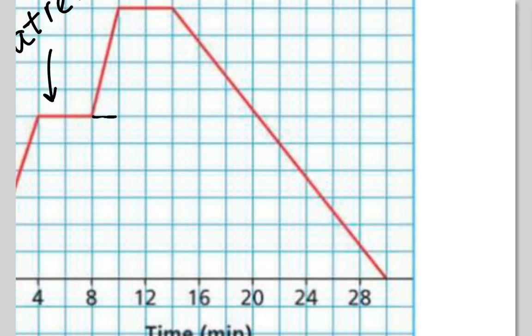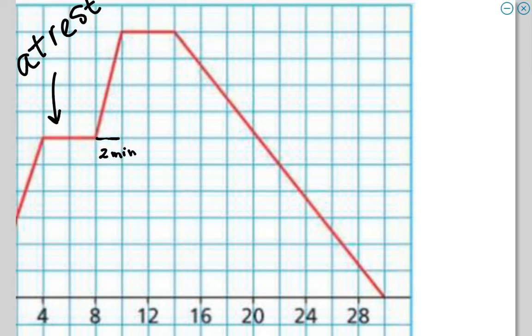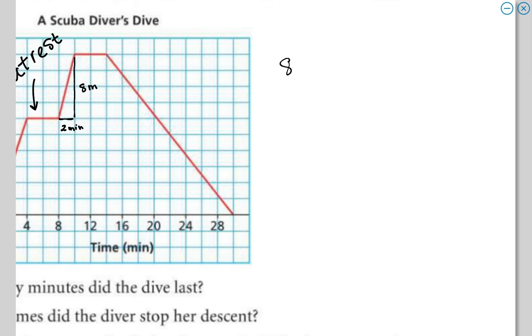So you sketch this one in. That's only 2 minutes. How far did he change in the y? 8 meters. So now look at this ratio. 8 meters in 2 minutes. Jot that one off to the side. Could you do a division there? What's 8 divided by 2? Good. So he goes 4 meters in 1 minute.